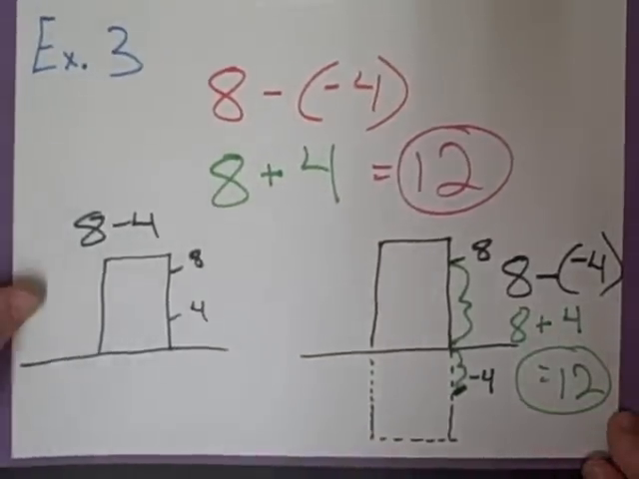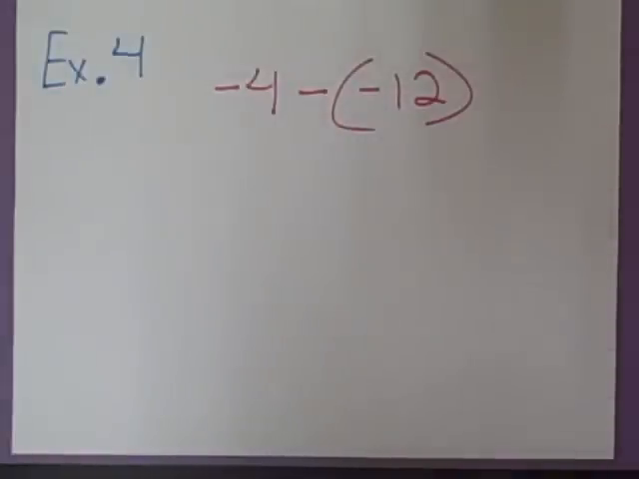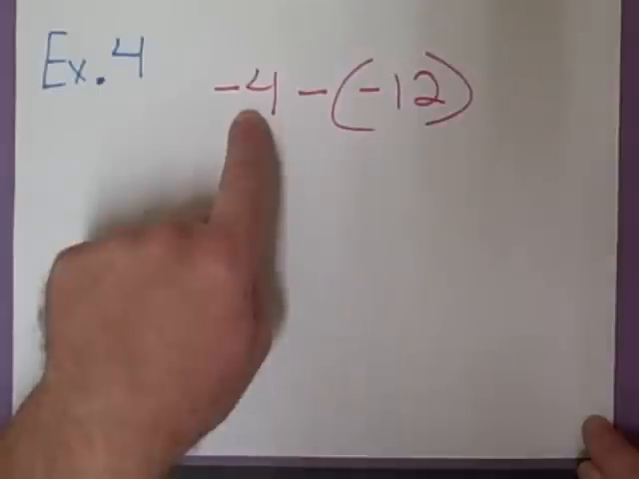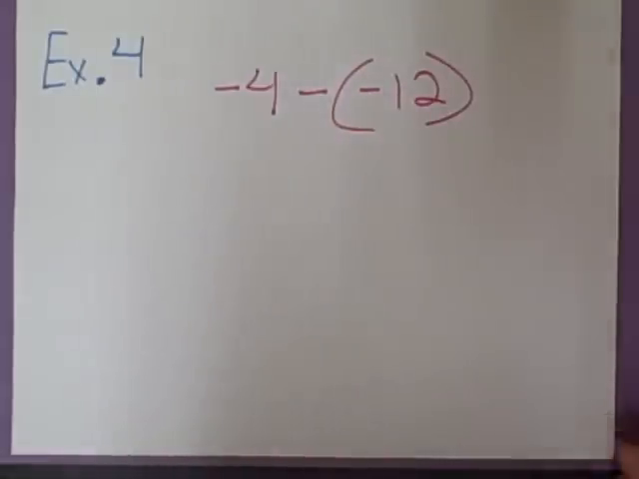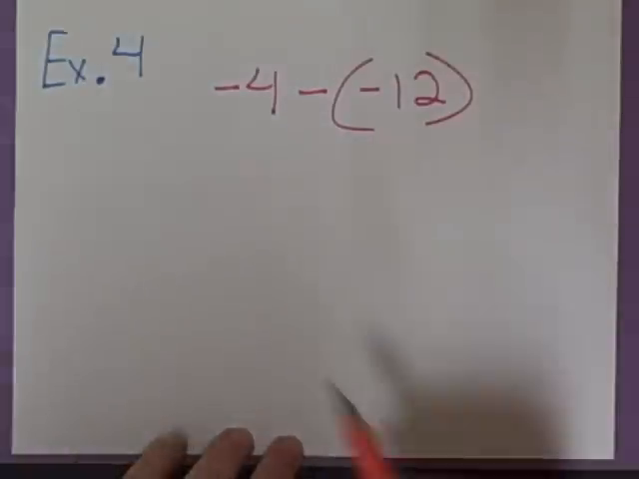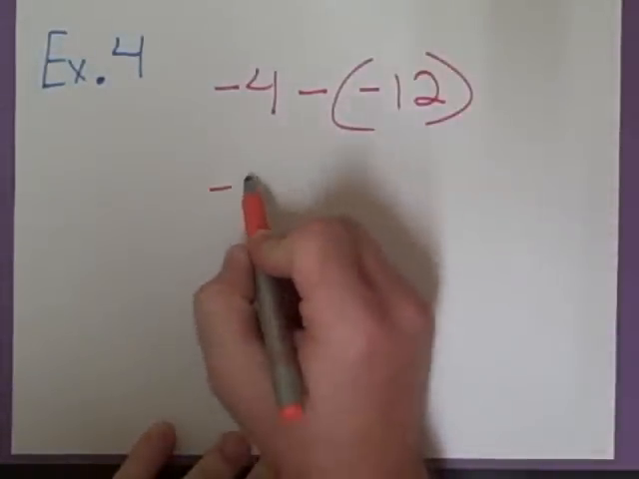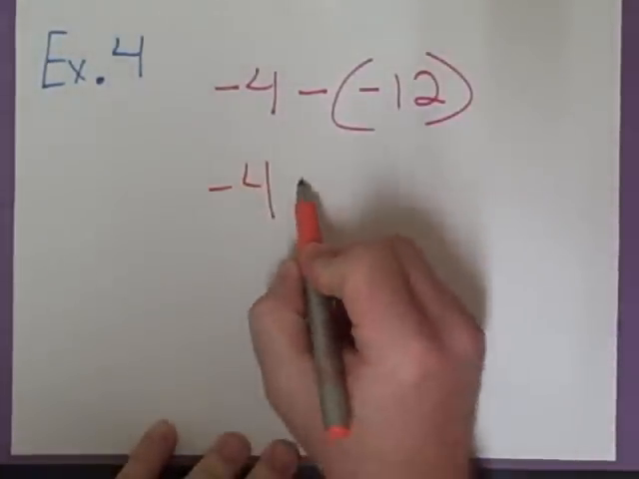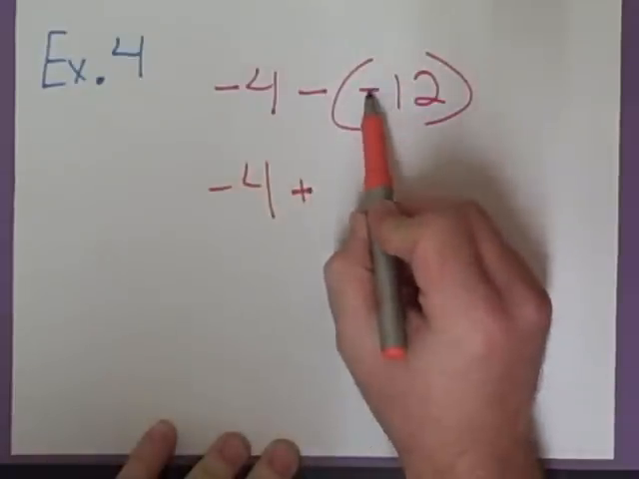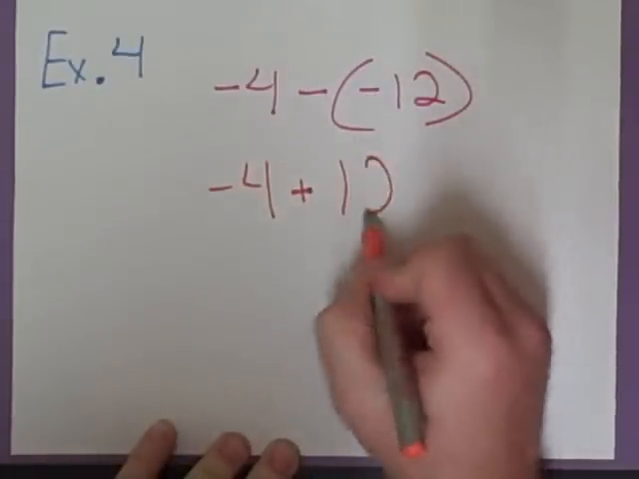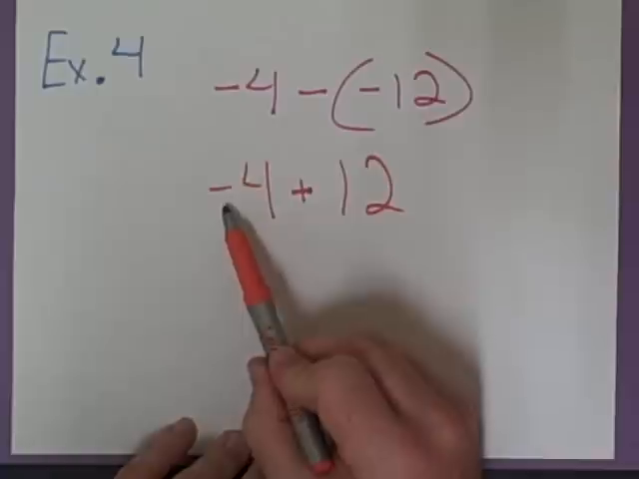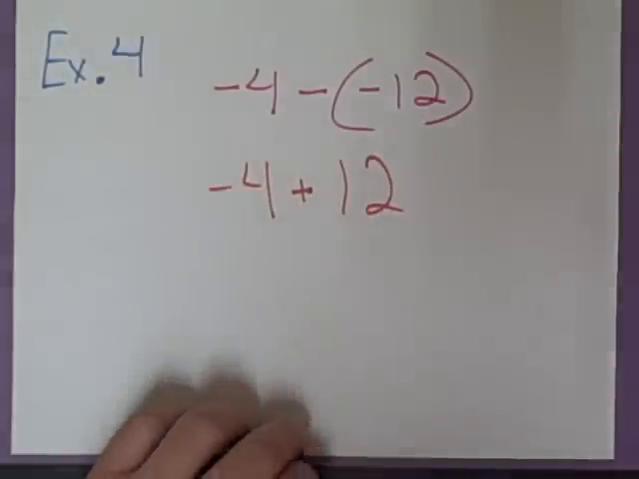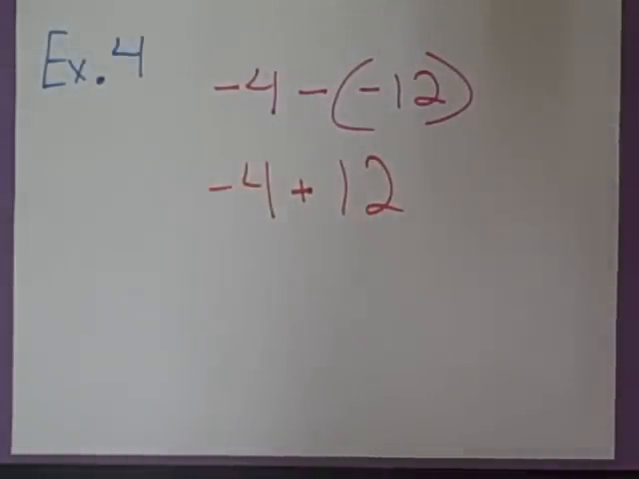Now let's look at one more example. Here we have a -4 minus -12. Let's just use our rule there, our keep, change, change. -4 plus, and that becomes +12. We don't have to really write the +12. It's -4 plus 12. Now, this is an addition problem from yesterday.